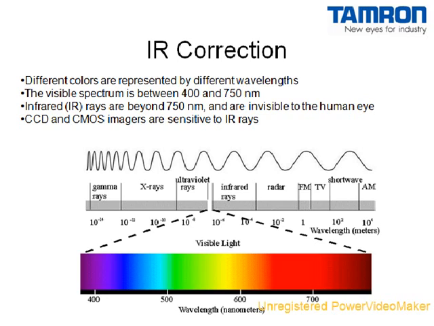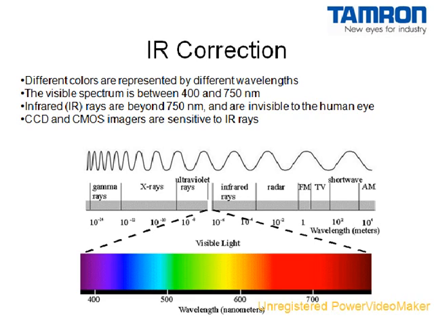Different colors are represented by different wavelengths of electromagnetic radiation. The visible spectrum is represented in the narrow band of wavelengths between approximately 400 and 750 nanometers. The human eye perceives 400 nanometers as purple and 700 nanometers as red. Infrared rays, or IR rays, have wavelengths beyond 750 nanometers.